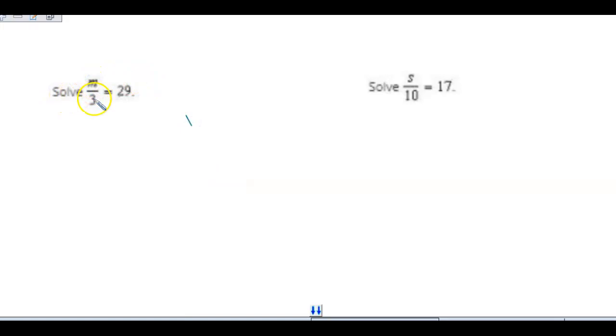So solve m divided by 3 equals 29. My operation is division, so my inverse operation would be multiplication. So I'm going to take my m divided by 3 equals 29, and I'm going to move the 3 over by multiplying by 3. That simplifies to just m. And 29 times 3 is 87.